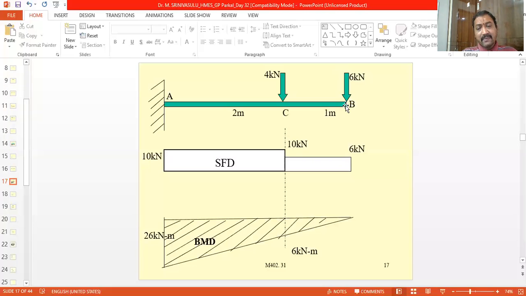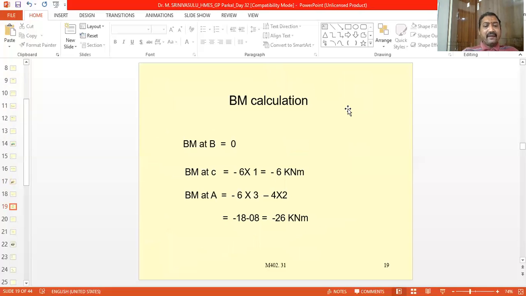Therefore, what is the moment? The moment is nothing but the magnitude of the force multiplied by the distance between the force and the point. Here the force and the point are both at the same point B. Therefore the distance will be equal to 0. Then the bending moment is equal to 0. So the bending moment acting at point B is equal to 0.